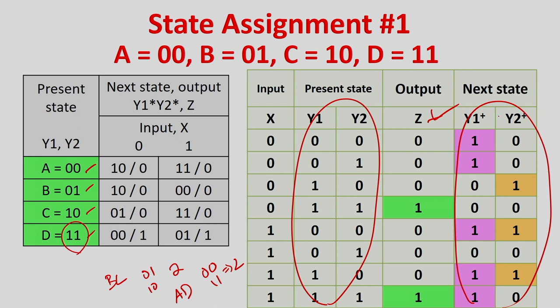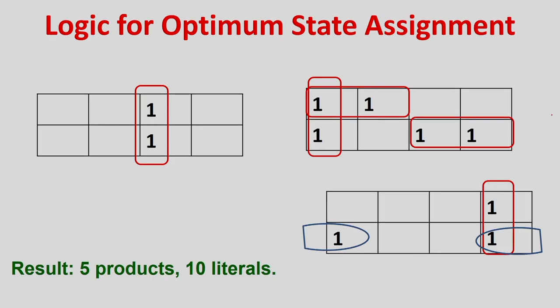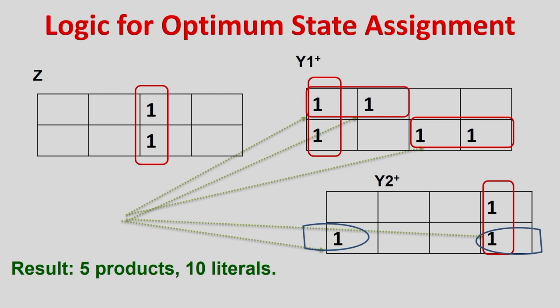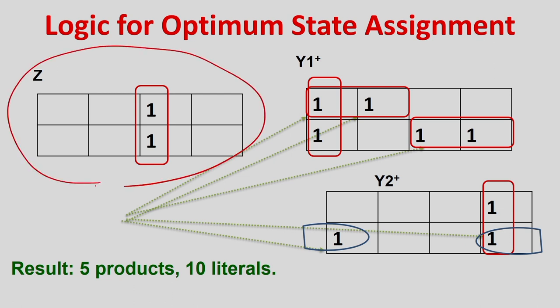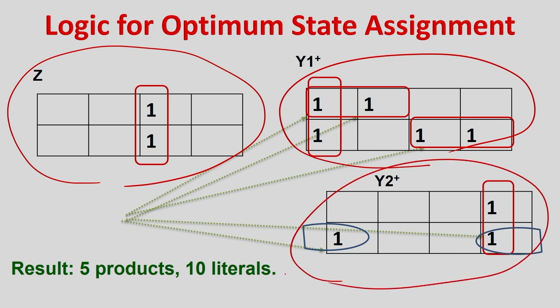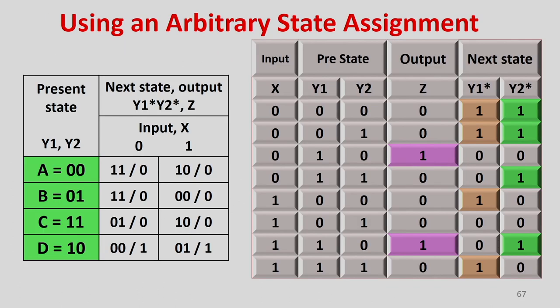And if you solve for Z, Y1 and Y2, what do we get? This is the solution for Z, solved using K-map, and this is for Y1 and this is for Y2. Clearly, Y1 and Y2 have 5 product terms and 10 literals. Now if you use an arbitrary assignment, 00, 01, 11 and 10.